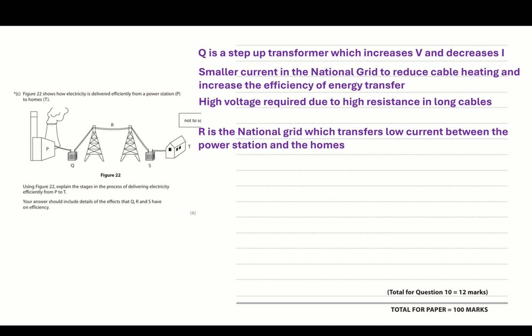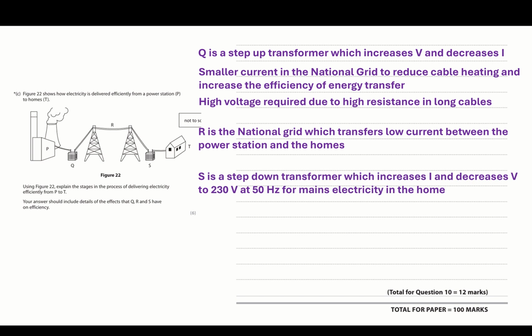Next part. R is the national grid, which transfers low current between the power station and the homes. That's all we need to say. You could add in there it's a system of pylons and cables if you wish. Next part. S is a step-down transformer, which increases the current and decreases the voltage to 230 volts at 50 hertz for mains electricity in the home.